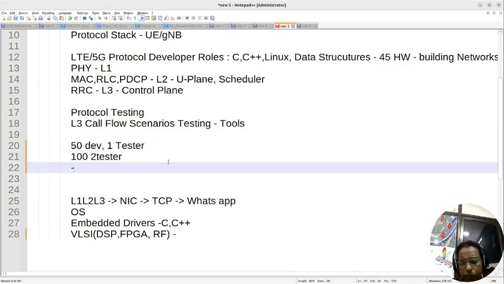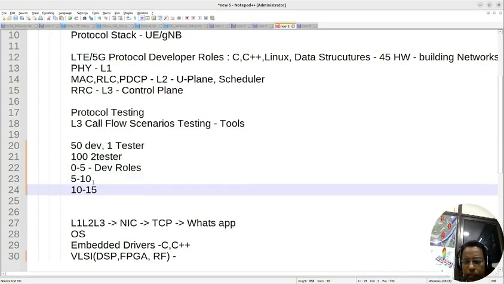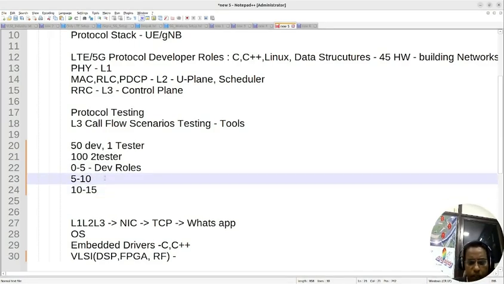So I would like to make recommendations for 0 to 5 years, 5 to 10 years, and 10 to 15 years of experience. If you have 0 to 5 years, I will definitely recommend going into the developer domain, developer roles basically. Now coming to 5 to 10 years, it's okay, I think we can go into the development domain. You can make your roadmap till the architect level. That is the main thing.